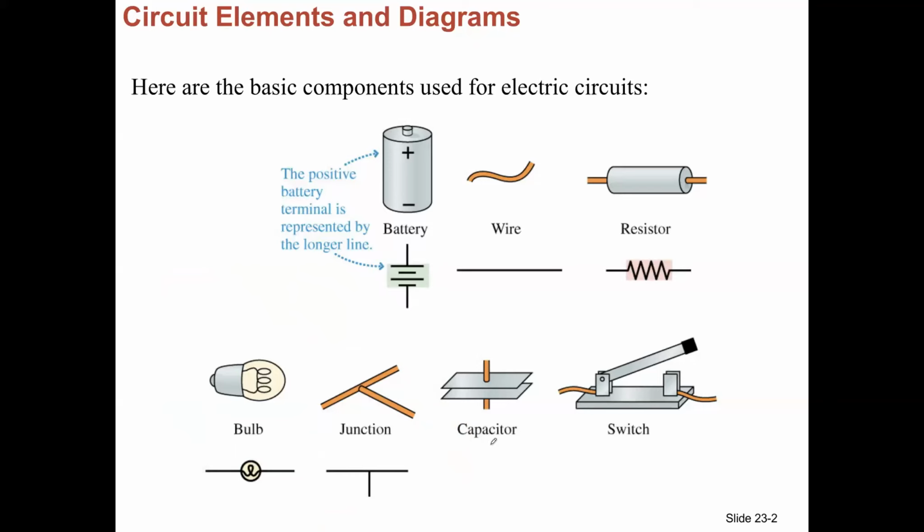So capacitor is again also what you would expect, two horizontal lines as opposed to the battery with the space between. So two plates that store charge. Capacitors are often used to store charge in circuits and then release it at a later time as a kind of stored current. And a switch, again, I also think it's quite straightforward.